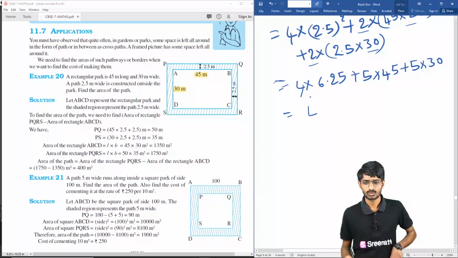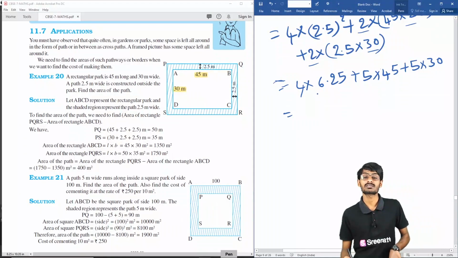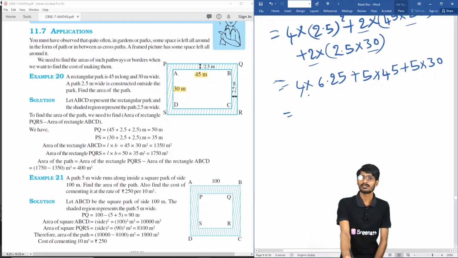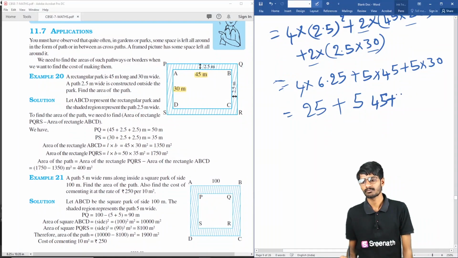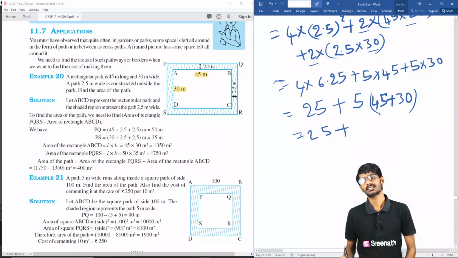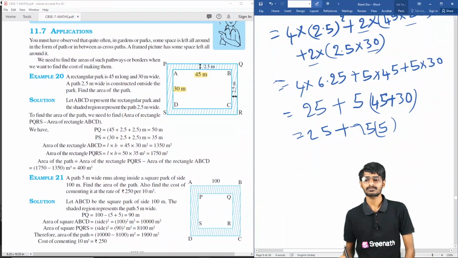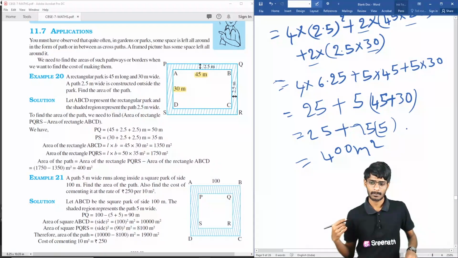Four into 6.25. So if you take 4 times 6, 6 4 is 24, and 0.25 is 4, that is 25, plus 45, you can write it as 5 into 45 plus 30. It's 25 plus 45 plus 30, which is 55, 65, 75, 75 fives. How much is it? 75 fives. So if you add it, you will get 400 meters square. That's it, friends.